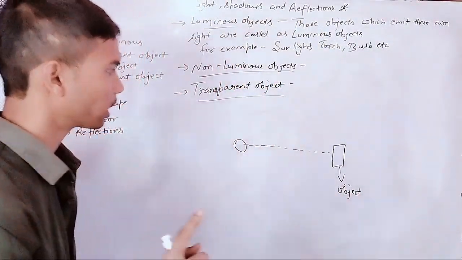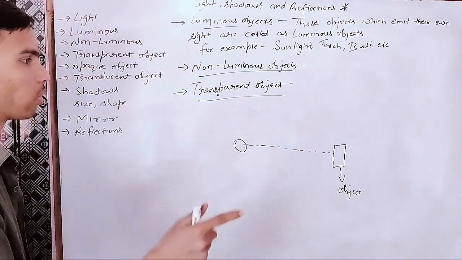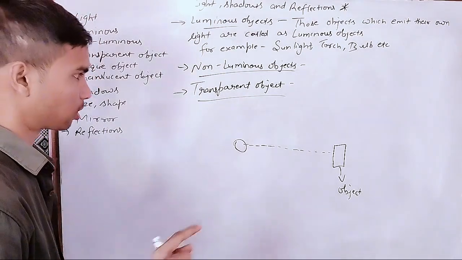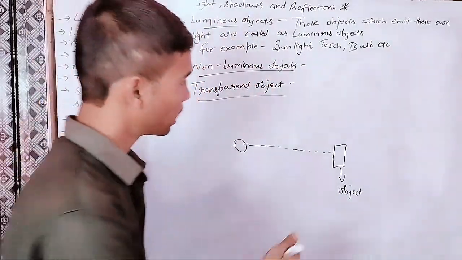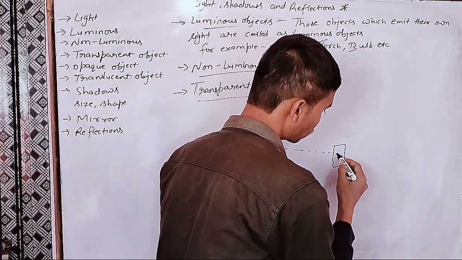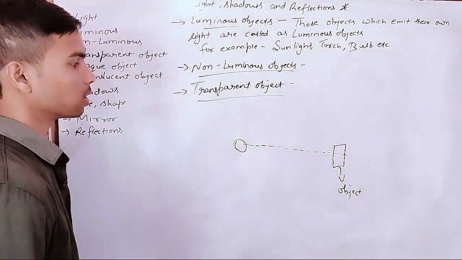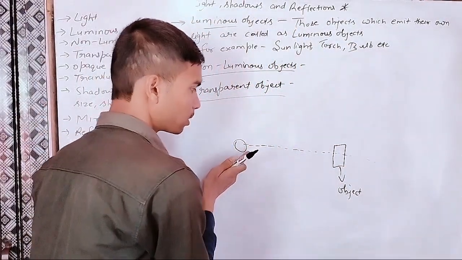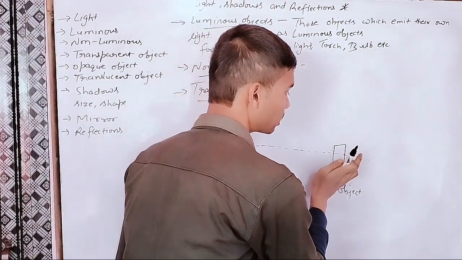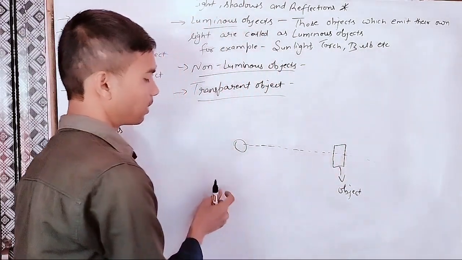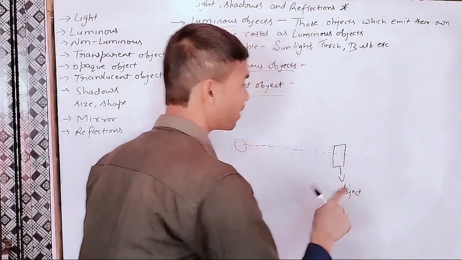Now we are trying to understand how to identify a transparent object. Clear? So here light is falling on the surface of this object. Light is passing through this object like this. That's why we can see the area behind this object, because light is passing through it.